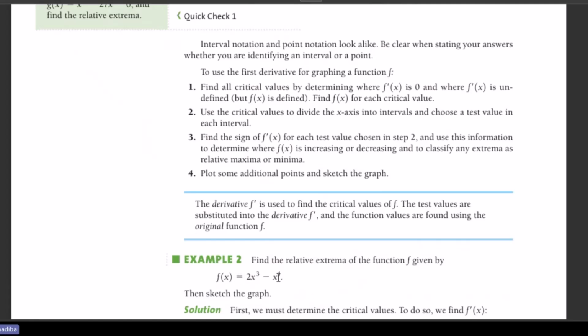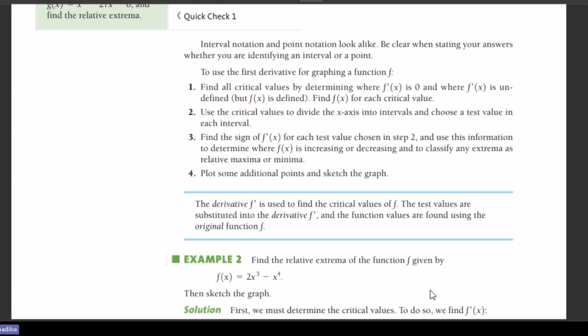Do you see example number 2? Yes, sir. Find the relative extrema of the function f given by f of x equals 2x cubed minus x to the power 4. This question is requesting you to do all those steps, everything that we did in the previous example. How many minutes do you need to work it out? Four minutes. I'm done, but I don't know about the sketching.